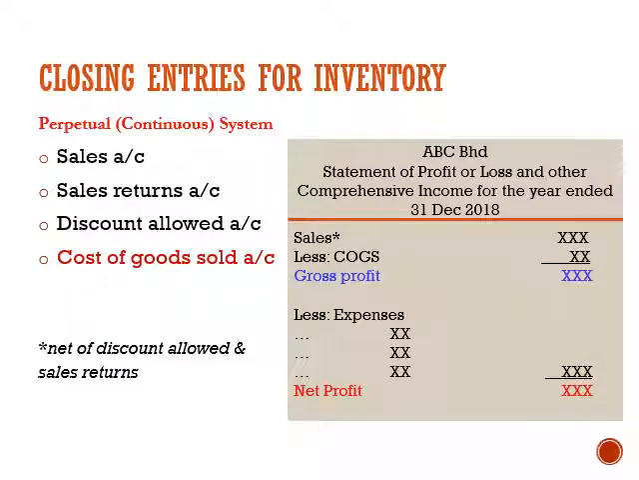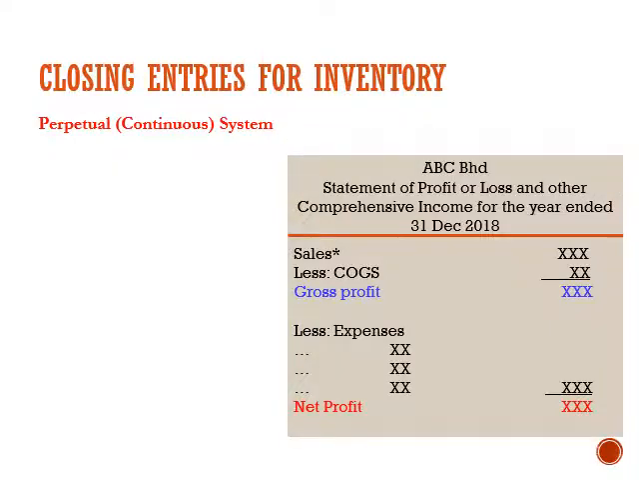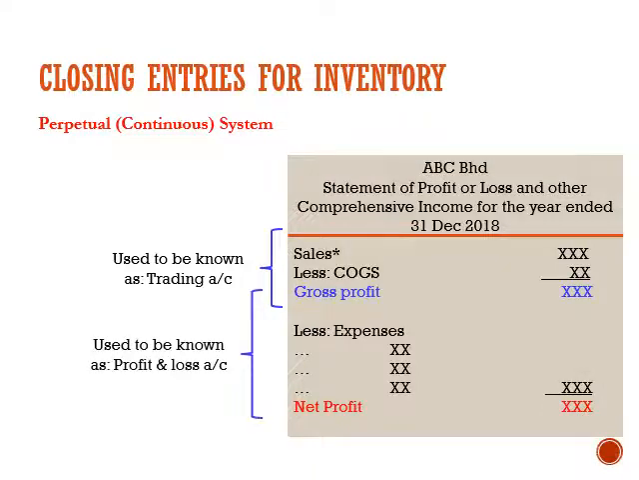In the income statement, we will have sales, that is net of discounts allowed and sales returns, and deducted from it the cost of goods sold amount taken from the cost of goods sold account. Then from it we get the gross profit. Just for your information, the top part of the income statement to get to the gross profit was once known as trading account, and the bottom part from the gross profit to getting to the net profit was once known as profit and loss account.